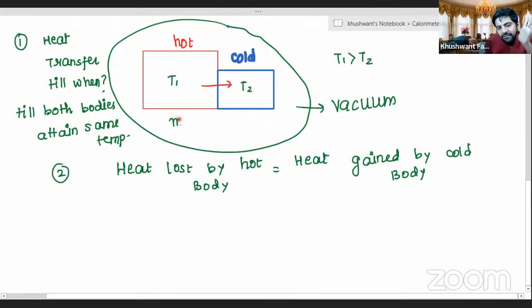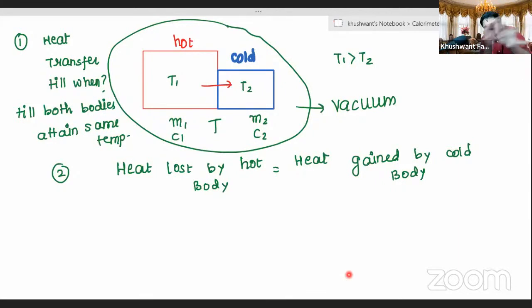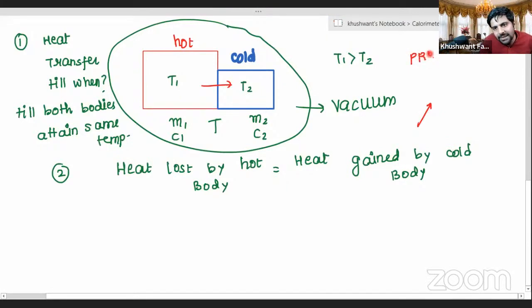Suppose both bodies have masses m1 m2 respectively, specific heat capacity as c1 c2 respectively, and let's take their common temperature to be T. That means after some time, this whole system, that is the first block and the second block, let us say both of them come to the same common temperature T. If both have the same common temperature T, let us write down this principle of calorimetry. If you want to write this in your copies, please write it here. This is the principle of calorimetry.